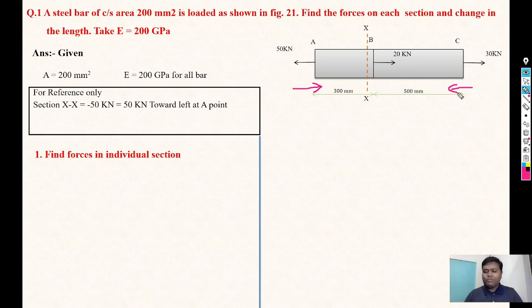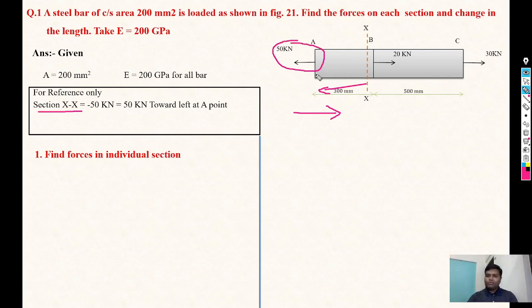But for this numerical or such type of numerical, we always start the calculation from the left hand. So from the left hand, the first section is AB. So I have considered one section at point B, and now I am calculating the force on section BC. AB first section, so section XX, and if I consider left, because I am going left to right, I will focus on the left part of that particular XX section. So at section XX, on the left side only one force is there, that is 50 kilonewton.